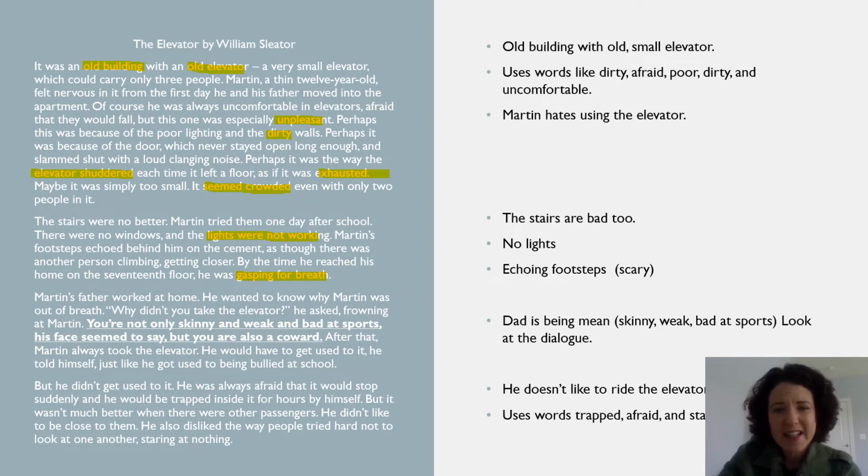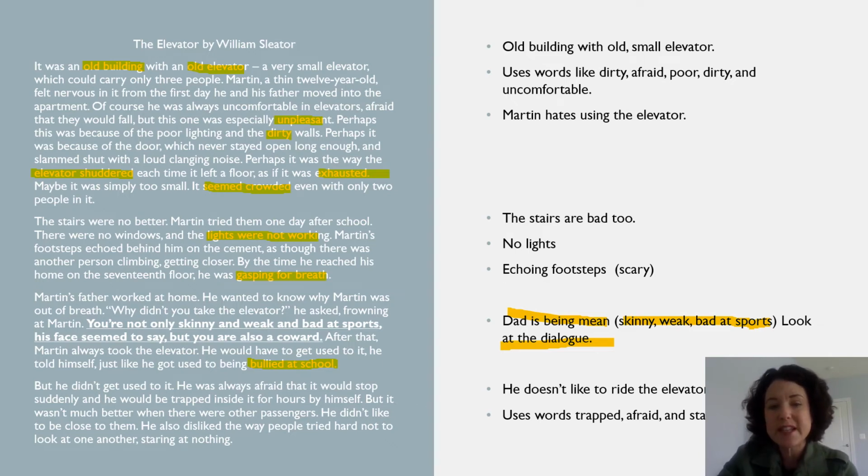Dad is kind of mean here. I wrote that in my notes. This is my reaction. If I look at the dialogue and what the author tells us, talking about him calling his son, at least in Martin's head, skinny, weak, and bad at sports, and also I know he gets bullied at school. This again contributes to the tone of the story.